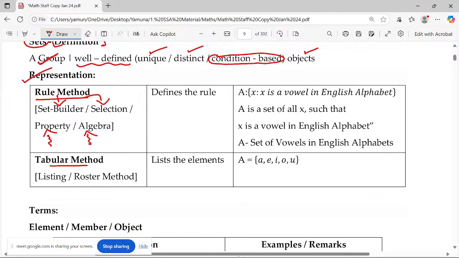So four alternate names are there. Totally, how many names do you have? Five names: rule method, set builder method, selection method, property method, algebraic method.